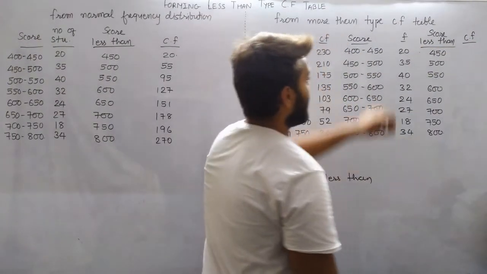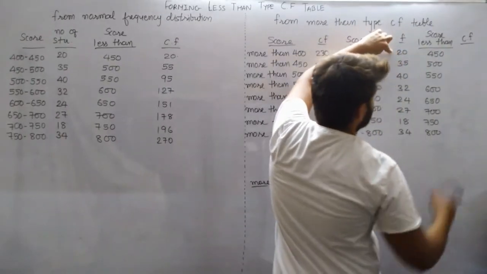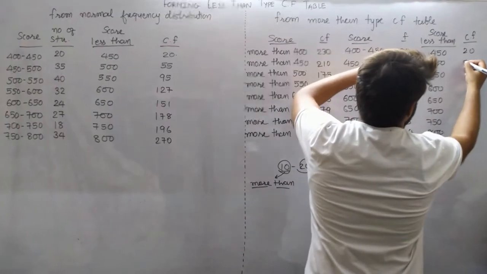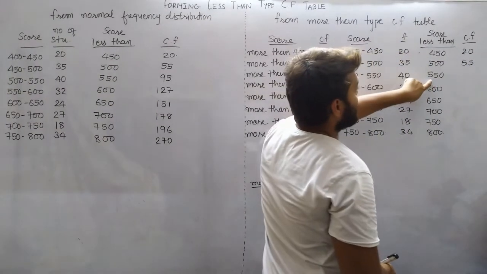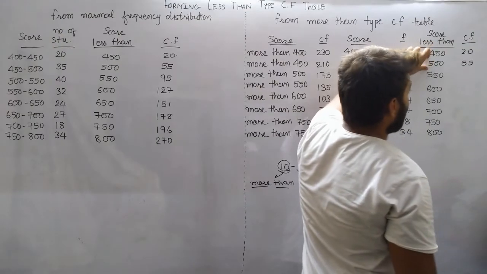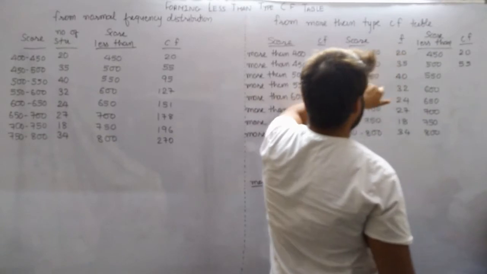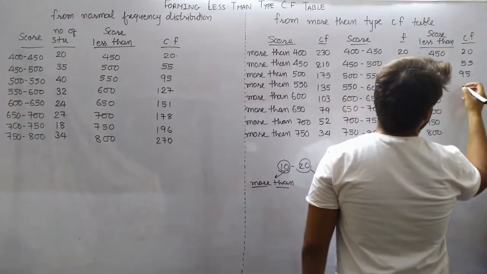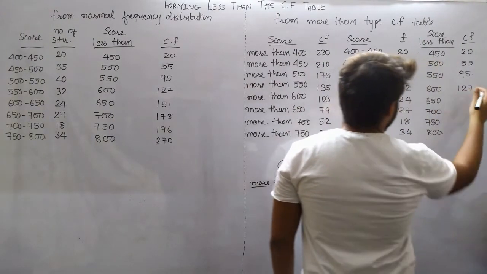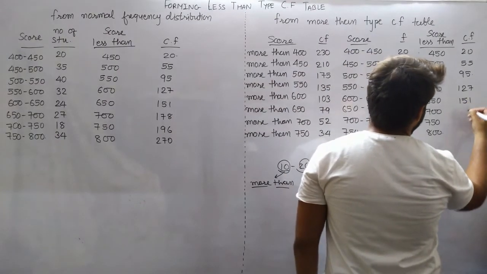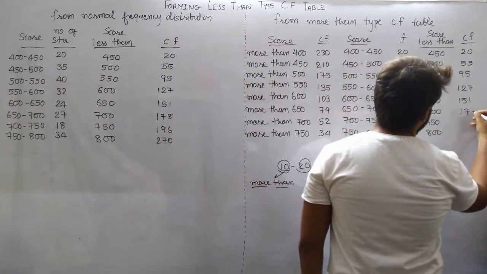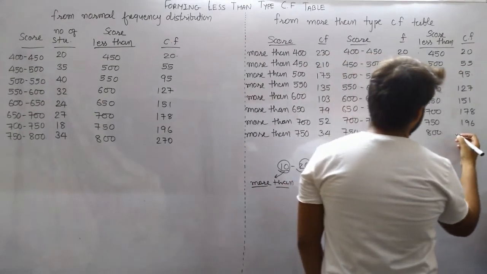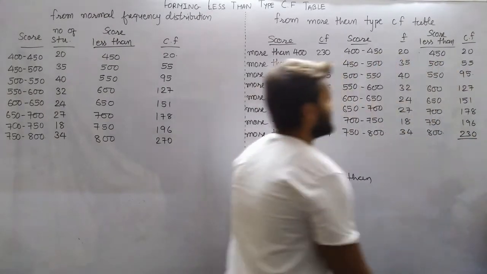In the CF we have to add, so less than 450, that is 20. But when I am taking less than 500, we have to add both of these, that is 55. When I need less than 550, whatever was less than 500, 55, we have to add this 500 to 550 frequency to it, which gives us 95. Next, 95 plus 32 will be 127. 127 plus 24 will be 151. 151 plus 27 will be 178. 178 plus 18 will be 196. And 196 plus 34 will be 230. And hence we did it.